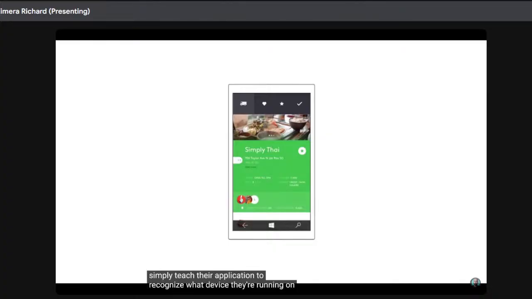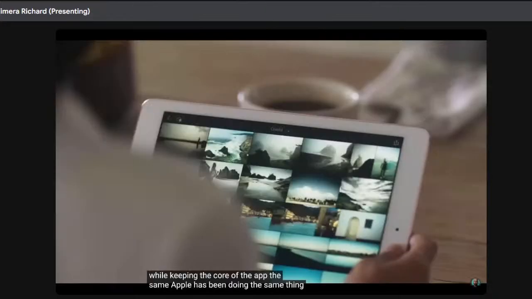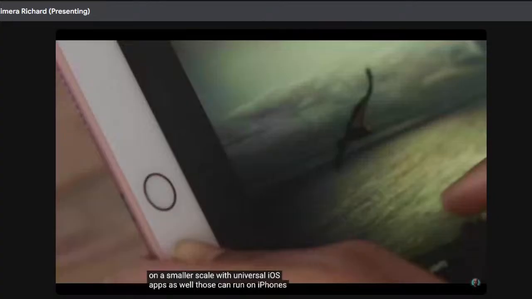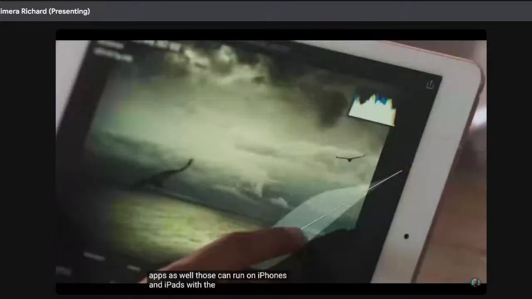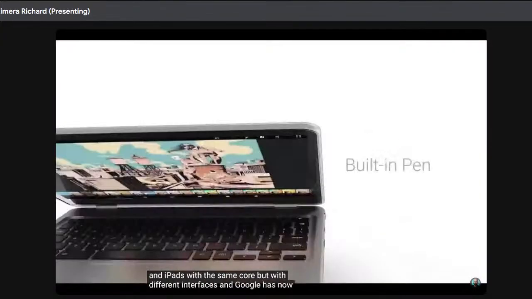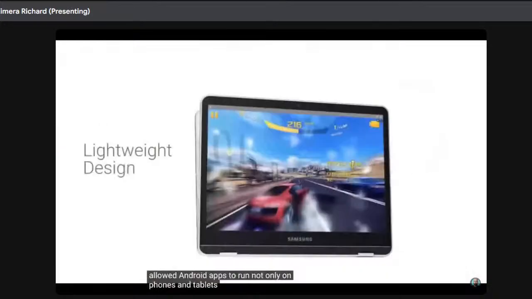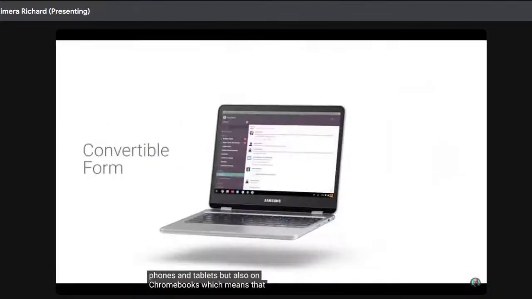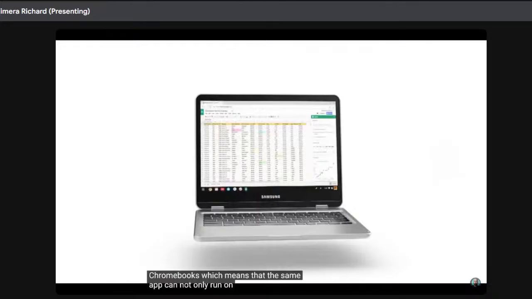Same thing on a smaller scale with universal iOS apps as well. Those can run on iPhones and iPads with the same core but with different interfaces. And Google has now allowed Android apps to run not only on phones and tablets, but also on Chromebooks, which means that the same app can not only run on multiple device types, but also on multiple operating systems, which is quite impressive.